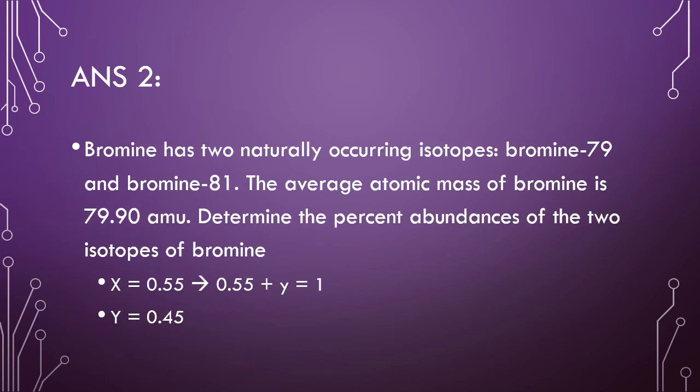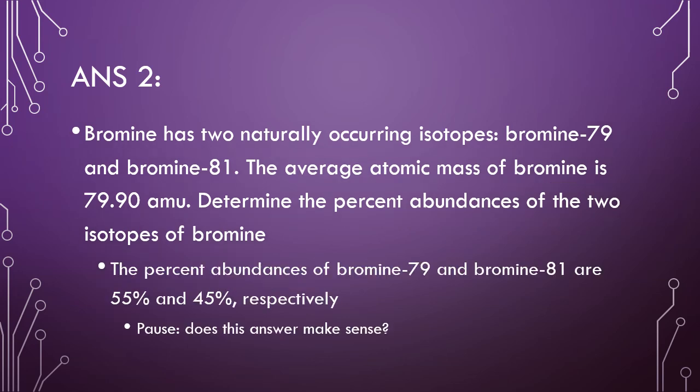We know that the percent abundances must add up to 100%. So let's use x plus y equals 1. We now know x, so 0.55 plus y equals 1. Solving for y, we find that the percent abundance for bromine 81 is 0.45 or 45%. And so our final answer is the percent abundances of bromine 79 and 81 are 55% and 45% respectively.